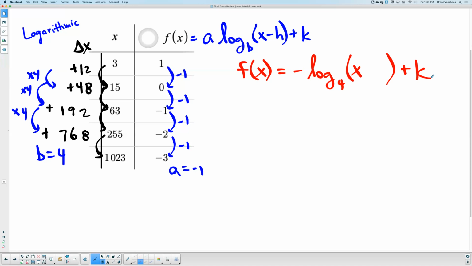Now, how can you find your h? Now that you know you're multiplying by 4, here's the easiest way to find h. We have to multiply by 4 to go from 3 to 15, and 15 to 63. But does it work out perfectly? If you multiply 3 by 4 right now, does it give you 15? No. It gives you 12. So you could add or subtract a number to make it work.